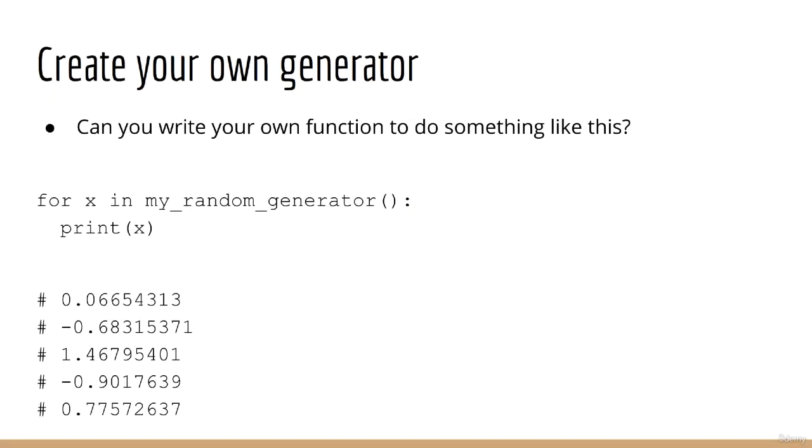What you might not have known is that you can actually write your own generators. For example, suppose you wanted to write a loop where the loop variable was a randomly generated number. So for x in my_random_generator would be a loop where on each iteration of the loop, x would be a random number. Can we do this in Python?